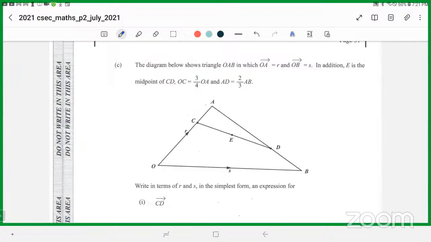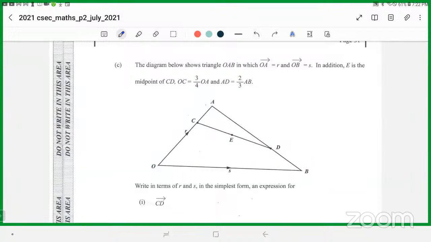It says the diagram below shows triangle OAB, where the vector OA is R. Look carefully. The whole of this is R. I personally don't like how they show this on the diagram. That R is the whole of this. In the exam, I'm going to adjust it and change it for myself, so I don't get confused or forget. Then OB is S.